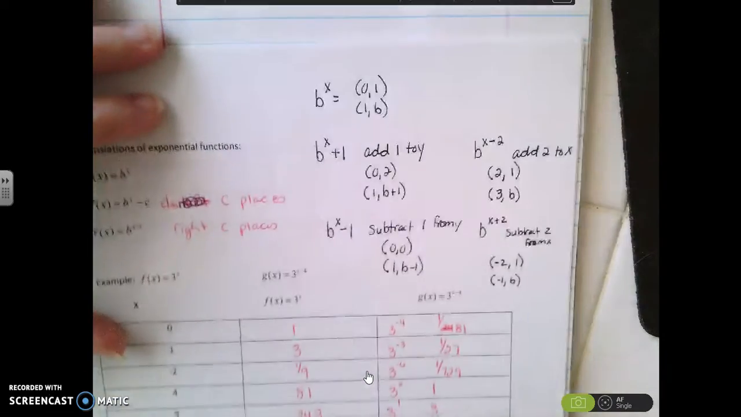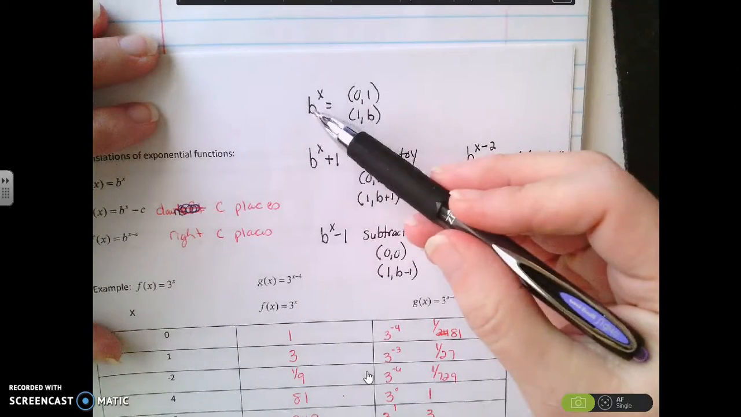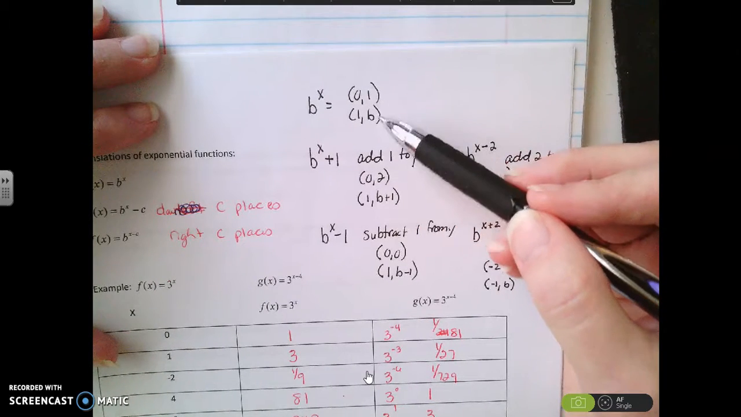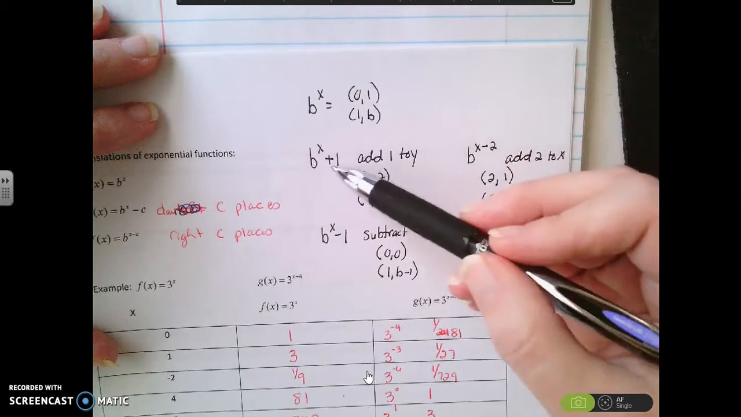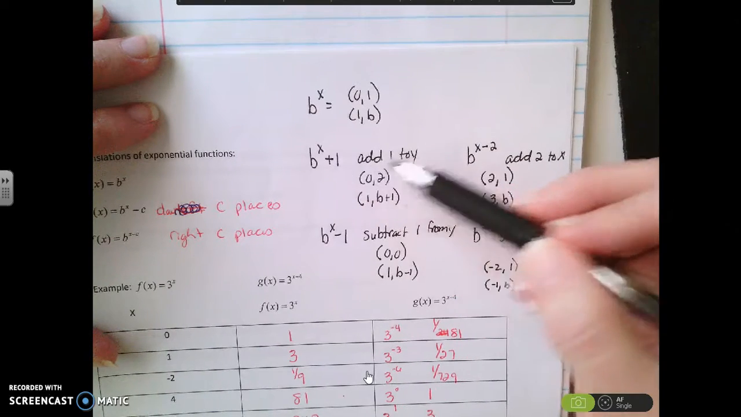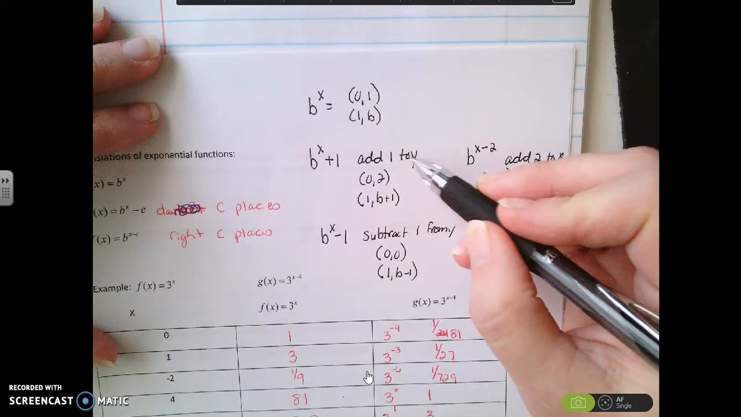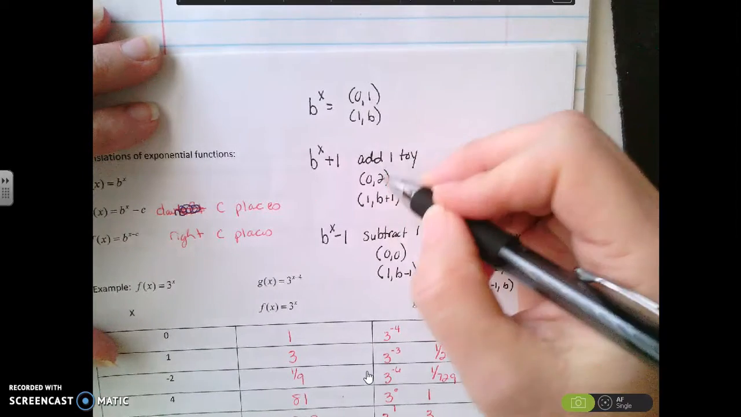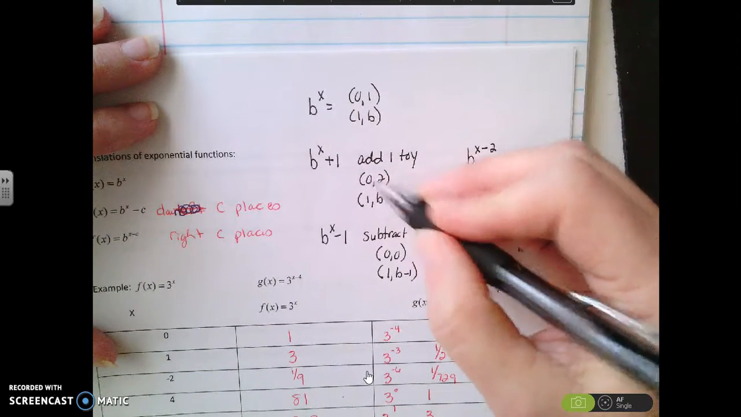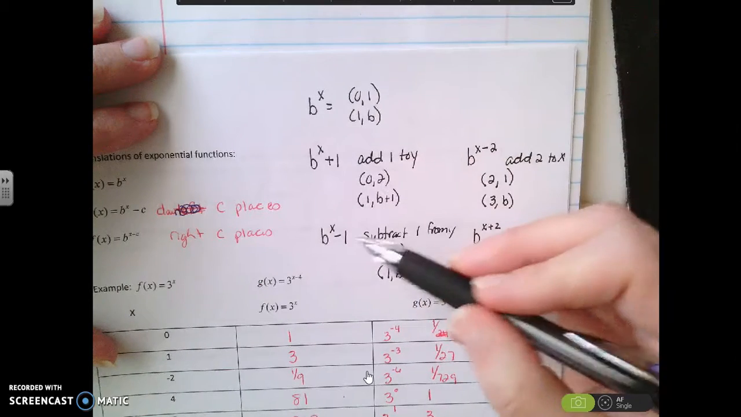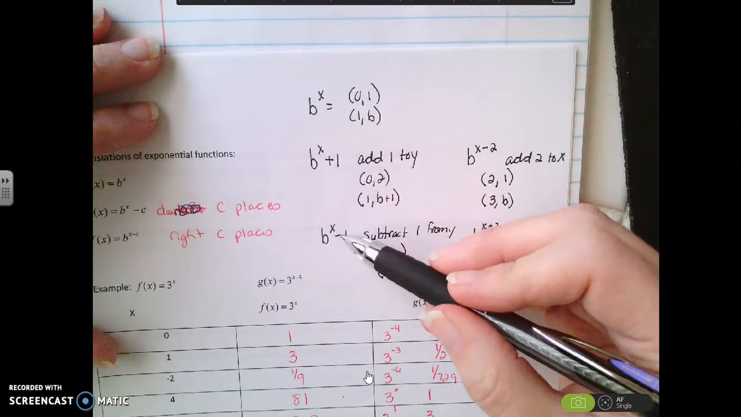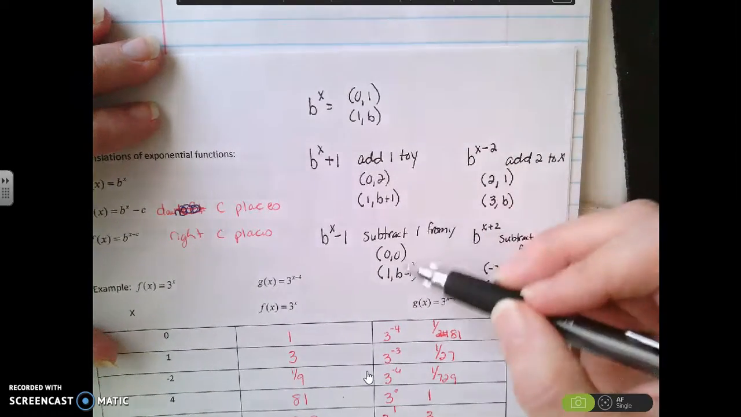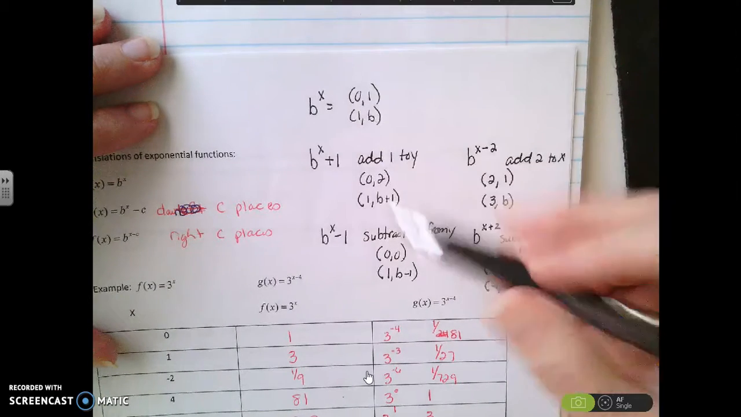So let's take some of our basic powers here. So we have b to the x power. That's our parent function. It goes through (0, 1) and (1, b). Okay? So if I put a plus 1 after that, that means it's going to add 1 to the y value. So it's going to add 1 to 1, and it's going to add 1 to b. But it leaves the x's alone. So if I have b to the x, and then minus 1, it's going to subtract 1 from y.